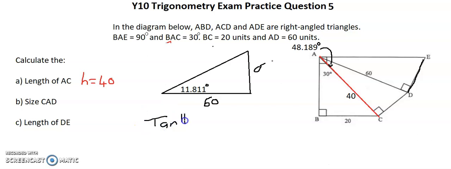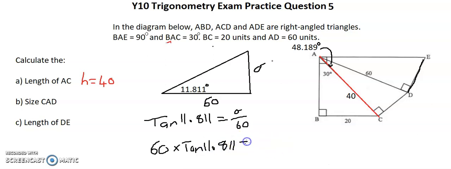So tan 11.811 is equal to opposite over 60. I again times both sides by 60, and I get 60 times tan 11.811, and that equals my opposite. So my opposite is equal to 12.54, and that's our last answer.